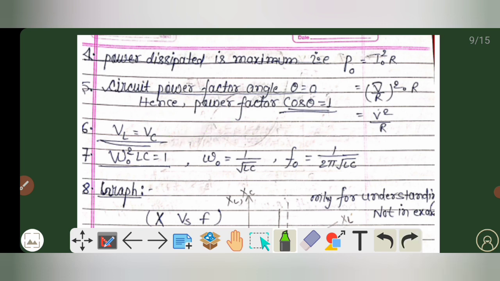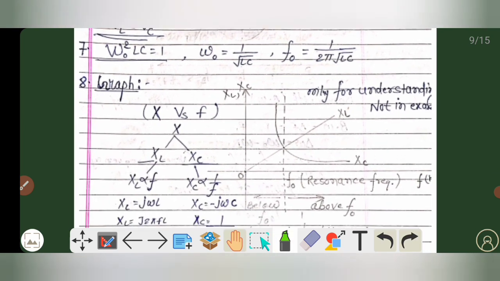Now we also know that we have derived the resonance frequency, and the resonance frequency will be 1 by 2 pi root LC. Now my dear friends, we will discuss some important graphs.